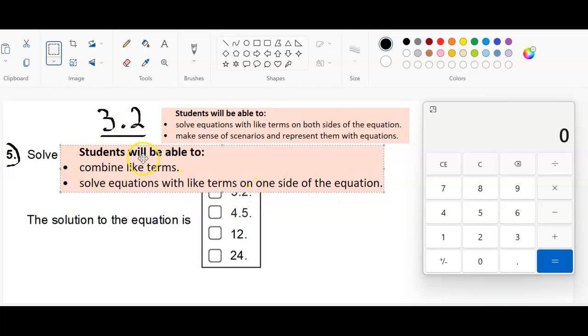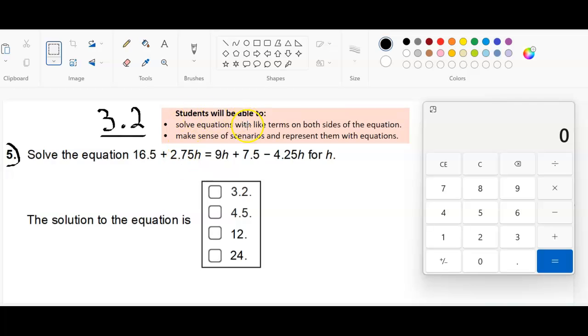So that was 3.1. Now, as we move on to 3.2, it's a continuation of where we left off with 3.1, where we still have to solve the equation. We still have to combine like terms, but the only difference here is that we have like terms on both sides of the equation. So let's take a look at this equation real quick.